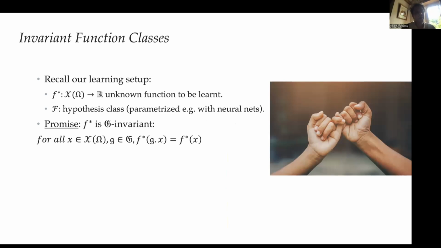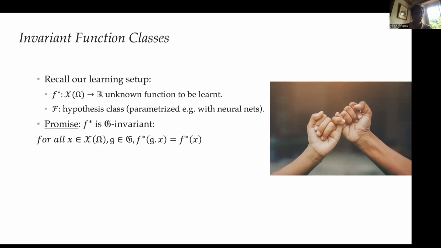And so here's a promise. We make the assumption that the function that we don't know and want to learn is invariant with respect to some group, right? So it means that for any input in our space and for any transformation in our group, the function is the same if we apply the group transformation to the input. Okay, so this is an assumption. This is a kind of prior that I promise you, so you know that this is true all the time.